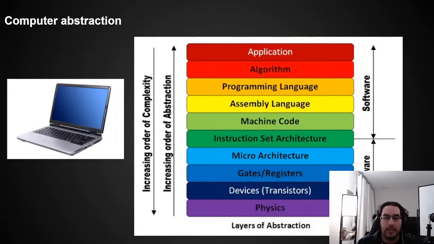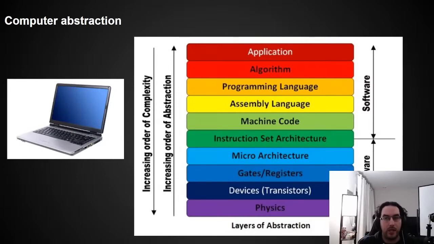So you'll start at the bare bottom of physics and then how transistors work, gates, combining gates to make different architecture, instruction sets. Then you get to assembly, machine code. Then you get to your programming language, your algorithms, your applications, right? It's progressively more complicated, but also more abstract.